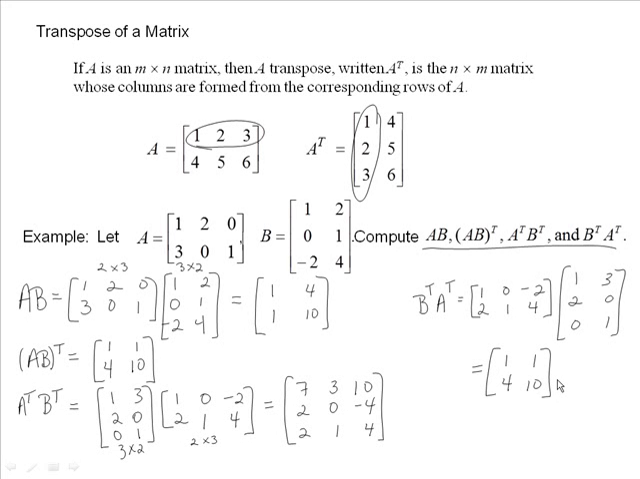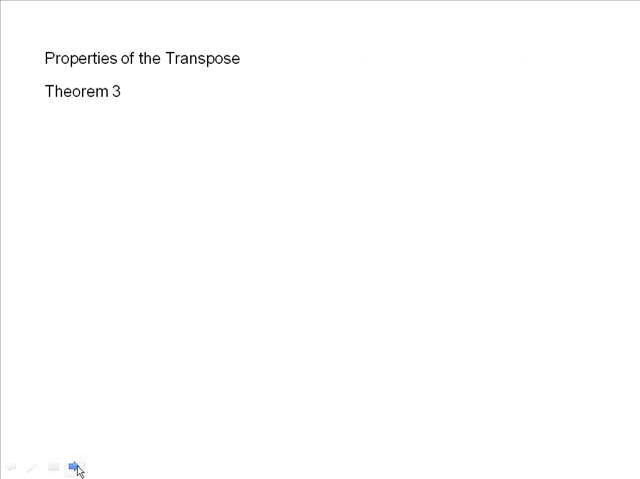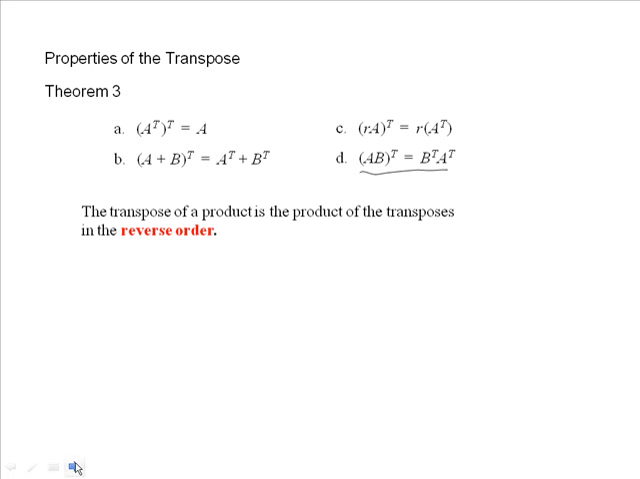So we're going to use these to kind of compare. Notice that we ended up with our AB transpose matrix equivalent to B transpose times A transpose. Those two matrices were the same. And that AB transpose was not equivalent to A transpose times B transpose. So then we have the following properties, and this is theorem 3. The transpose of A transpose is back to A itself. The transpose of the sum is just A transpose plus B transpose. The transpose of a scalar times A is that scalar times A transpose. And AB transpose is B transpose times A transpose. So this is what we just looked at in the previous example. The transpose of a product is the product of the transposes in the reverse order.